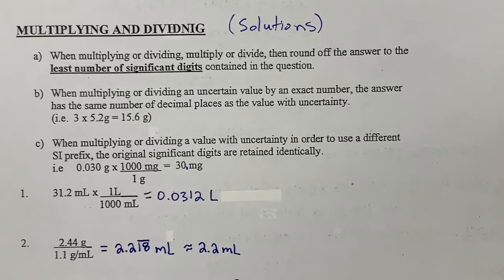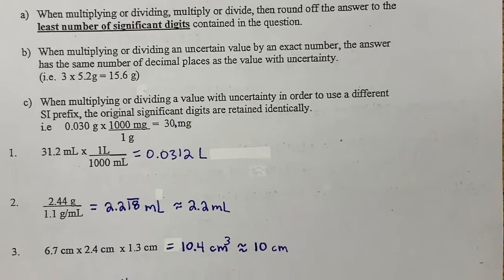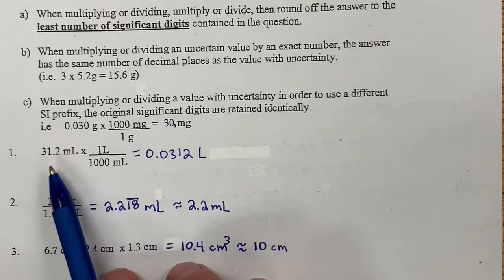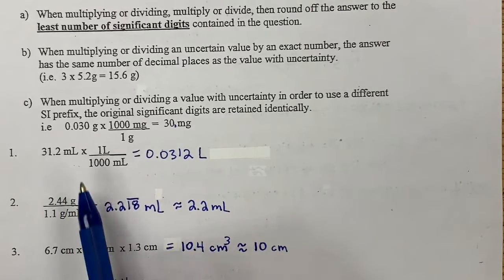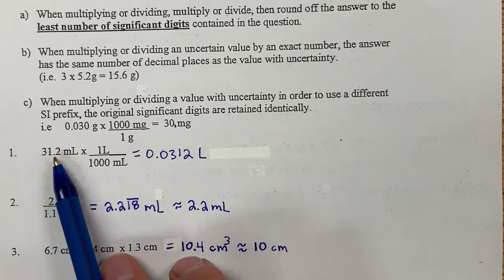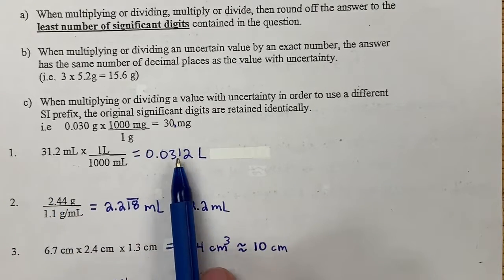So looking at some examples I've already done, this first one is a unit conversion. We're going from milliliters to liters. So I notice 1, 2, 3 significant digits. My result has 3 significant digits.